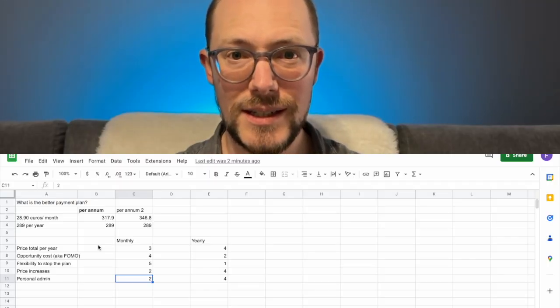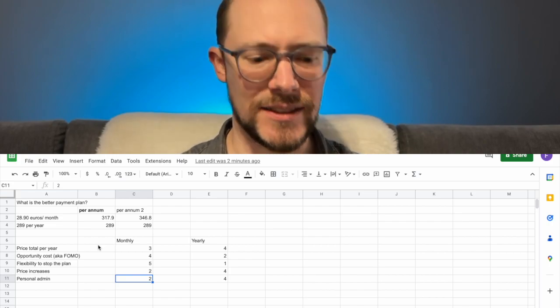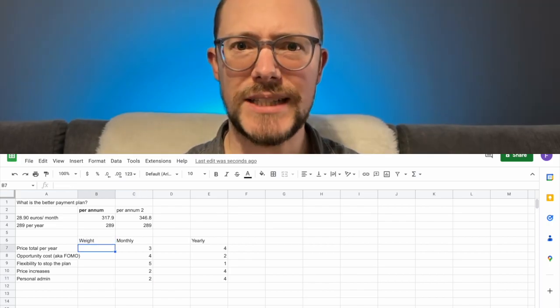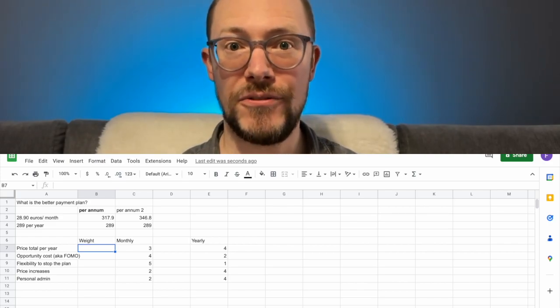Actually, I'm not entirely convinced. Some factors seem more important to me than other factors. So how do we incorporate that? Yes, and you're right. And that's why we're going to be attributing a weight to each factor. Put here weights on a scale from 1 to 5. How important is each factor for me?